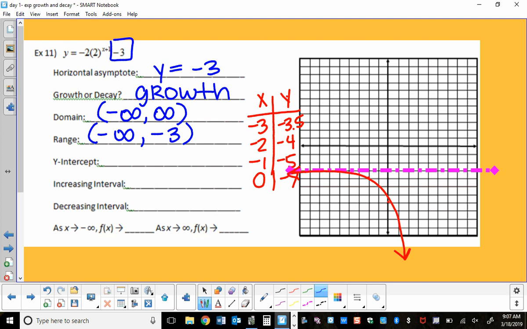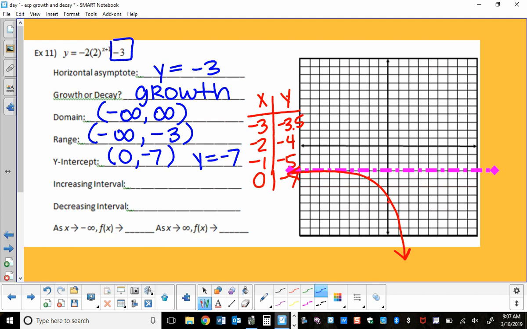My y-intercept is going to be what? Yep, so you have 0, negative 7, or you can write y equals negative 7. You cannot just write a number. You have to either write the coordinate point or you have to write the y equals. You can't just write negative 7.